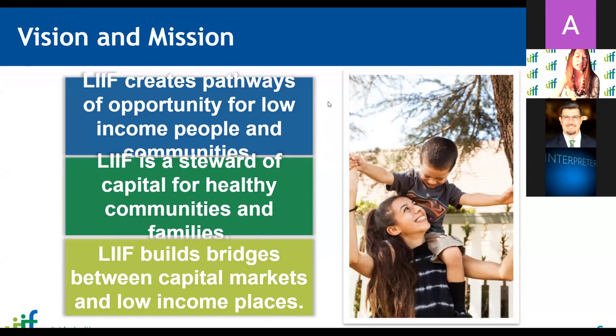I am Rhonda Wolf with LIIF, and I just want to take a moment to give you an overview of LIIF. We are the Low Income Investment Fund, better known as LIIF, and we are a 501(c)(3) nonprofit organization. We started our program services in 1984, so it has been 37 years. We are a leading national community development financial institution, or CDFI, that invests in communities with the mission of creating pathways of opportunity for low-income people and communities.